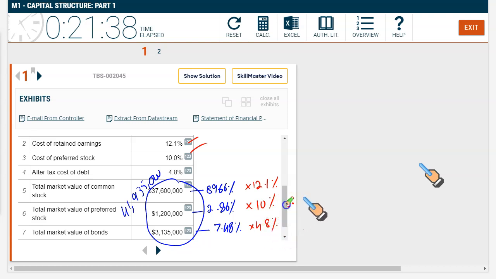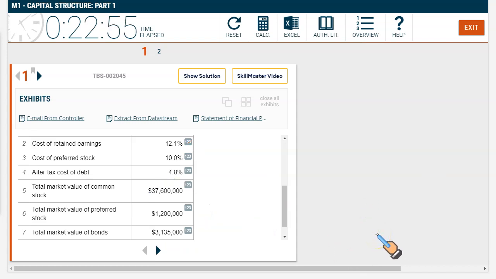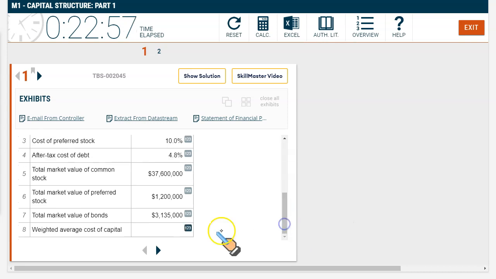So if you do all the computation, it's going to give you a weighted average of 11.4939, and if you approximate, it's going to be 11.5%. That's going to be your final answer. 11.5% is the weighted average cost of capital. 11.5, and there you go. Done.